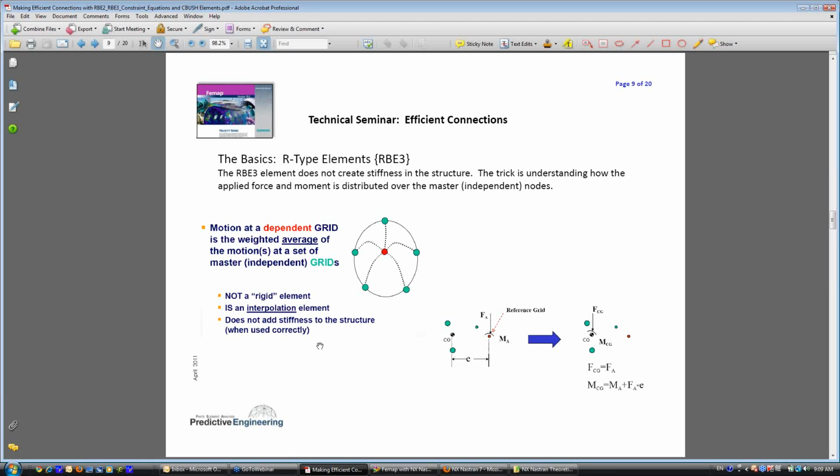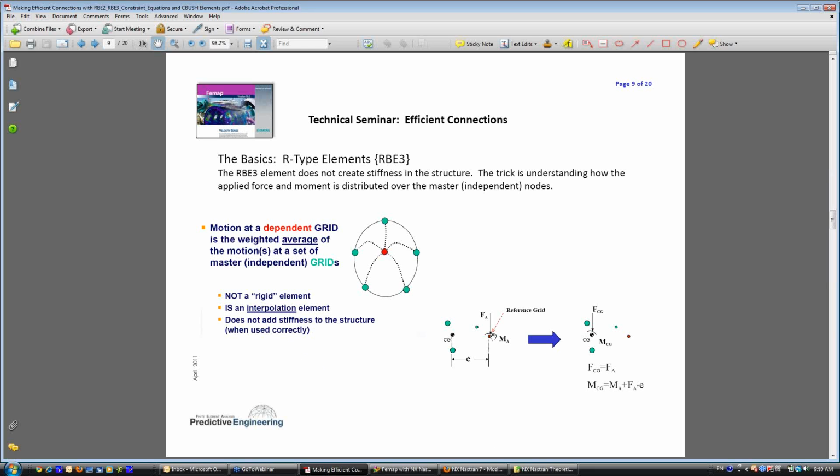And what they're saying numerically is that you have a group, a motion of a dependent grid is a weighted average of the motion of a set of independent or master grids. So here are your independent grids, and this is the master grid you want. You want it to behave upon all these other nodes. It's not a rigid element, it's an interpolation element. It does not add stiffness to the structure.